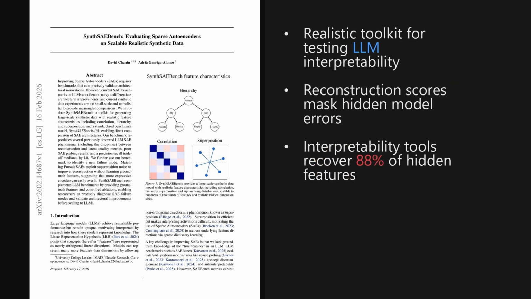I'm Alex. Today, we're looking at a paper trending on X, published on February 16, 2026, just about a week ago. It introduces SynthSAEBench, a toolkit designed to generate large-scale synthetic data with realistic characteristics like feature correlation and hierarchy, effectively bridging the gap between noisy large language model benchmarks and small-scale experiments. The paper is titled SynthSAEBench: Evaluating Sparse Autoencoders on Scalable Realistic Synthetic Data, and as we'll see later, the results identify some major failure modes in current architectures, with significant implications for how we interpret model internals.